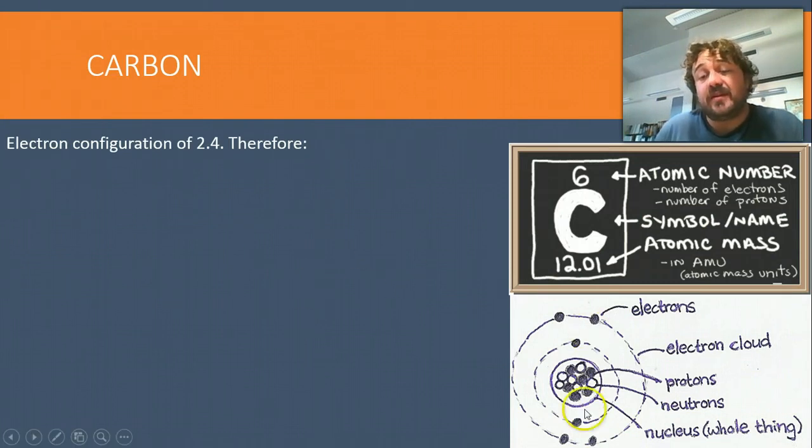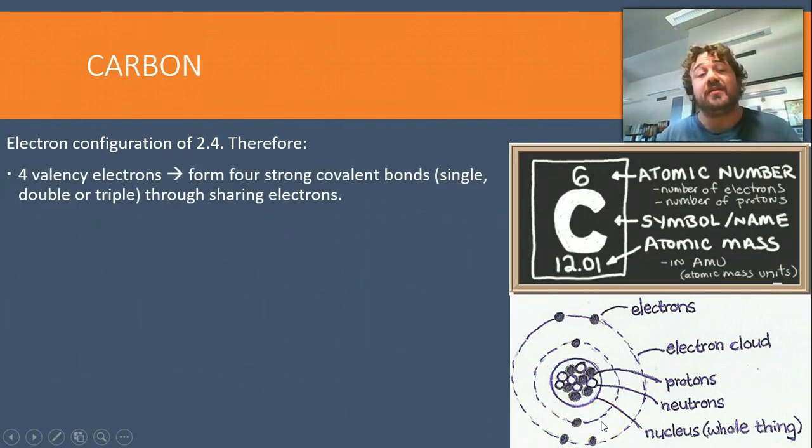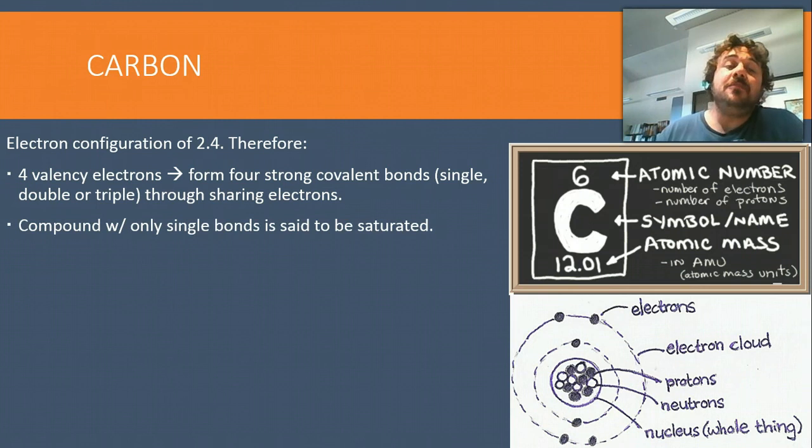All right, so carbon. Now, basically, carbon has the electron configuration of 2.4. This means it has 2 electrons in the inner shell and 4 in the outer shell, which means it has 4 valence electrons, which means it can form 4 strong covalent bonds. These can be single, double, or triple, although you can't have more than one triple bond attached to any single carbon because it doesn't have enough electrons to share. So a hydrocarbon with only single bonds, we call that saturated because nothing else can join to it.